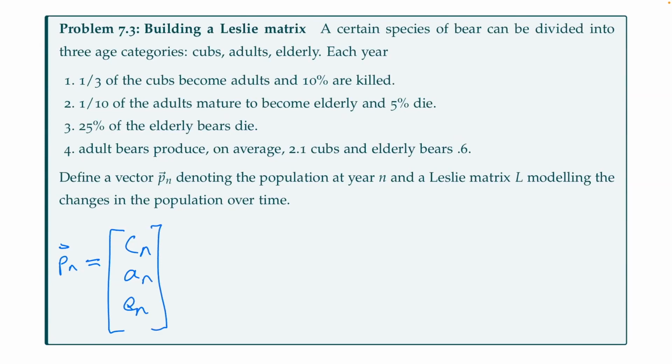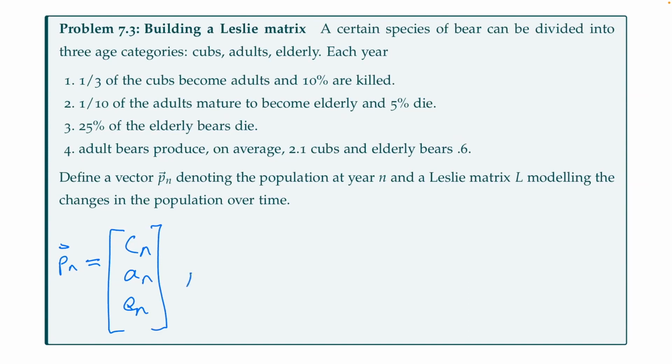I haven't written this out in full here just for the sake of time, but whenever you are starting a problem like this, you should define what each of your variables are. Don't just assume that I know that Cn is cubs in year n. You should write out: cubs in year n is Cn, adults in year n is An, elderly in year n is En.